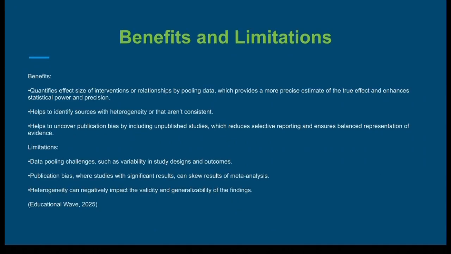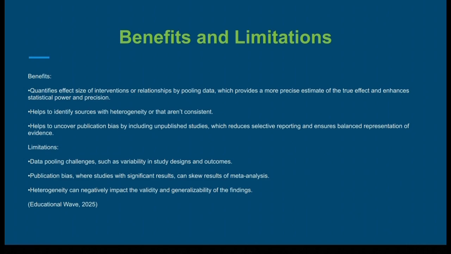So meta-analysis does have its benefits and limitations. So first, the benefits. Through pooling of data, meta-analysis is able to provide a better estimate of true effect, which enhances statistical power and the precision of results. It is also able to identify heterogeneity and inconsistencies in studies, as well as reduce the effects of publication bias by including unpublished studies, which helps to balance out representation in results.